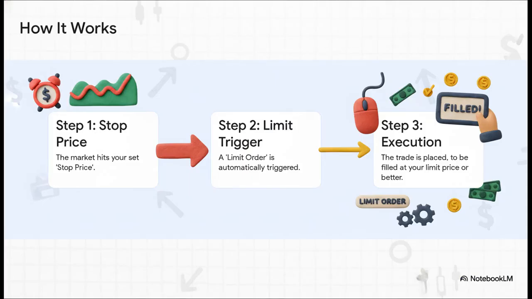So let me walk you through how this works. It's actually pretty simple. Step 1, you set a stop price, which is your trigger. Let's say you want to buy a stock if it breaks out above $100, but you refuse to pay more than $100.10. Okay, so when the price hits your $100 stop price, it doesn't just buy. Instead, it moves to step 2. It automatically triggers a limit order at your price of $100.10. And then for step 3, that limit order just sits there, waiting to be filled at your price or better. The key thing to remember is it's a trigger followed by a precision order.